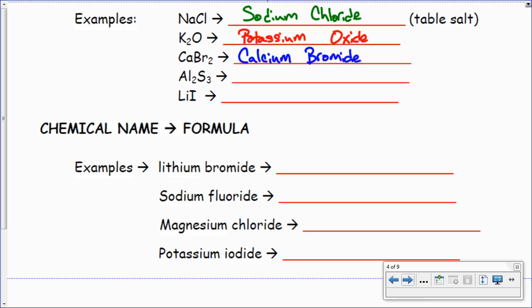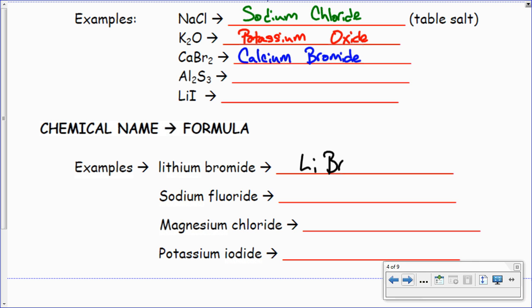Now you can also go backwards. Because the name and the formula are so closely related, we can work backwards from the chemical name back to the formula. But we'll have to apply the oxidation state rule to get the formula right. Plenty of practice in class, so don't freak out if you don't get this right away. Lithium bromide. Well, lithium comes first, and bromine comes second.